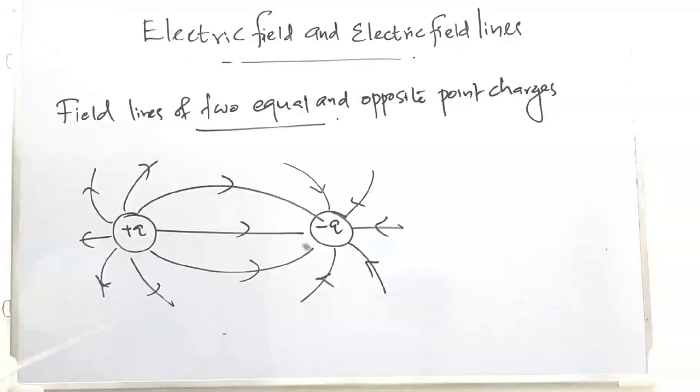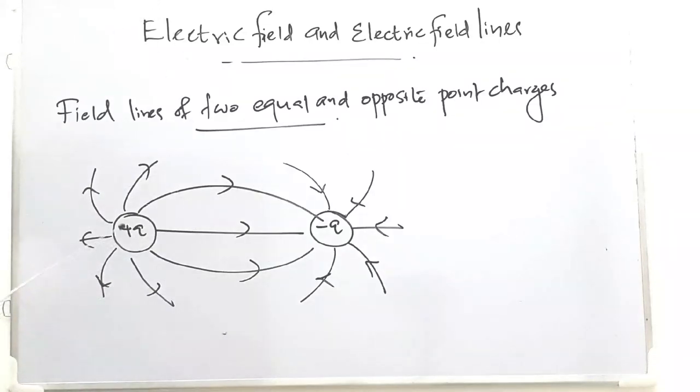The figure shows the field lines of two equal and opposite charges. Two equal and opposite charges separated by a very small distance is called a dipole. So imagine that this is a dipole, because it is a plus q charge and minus q, so they are equal but opposite in nature and separated by a very small distance. So it is a dipole.